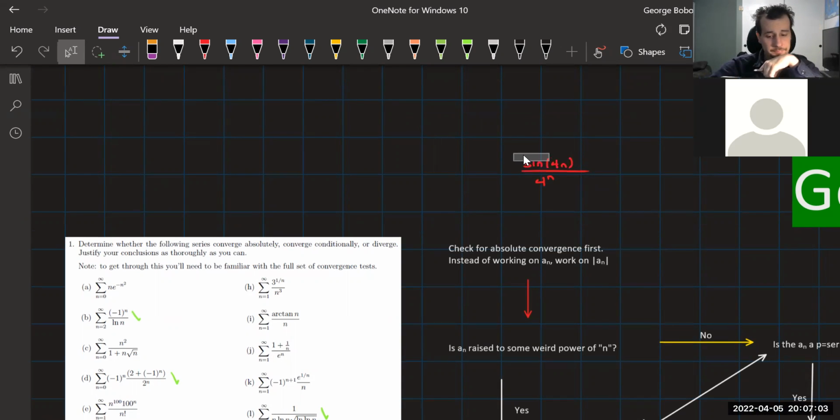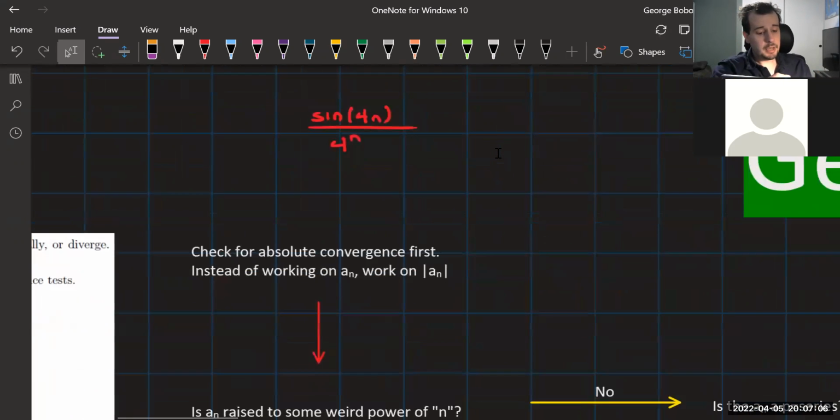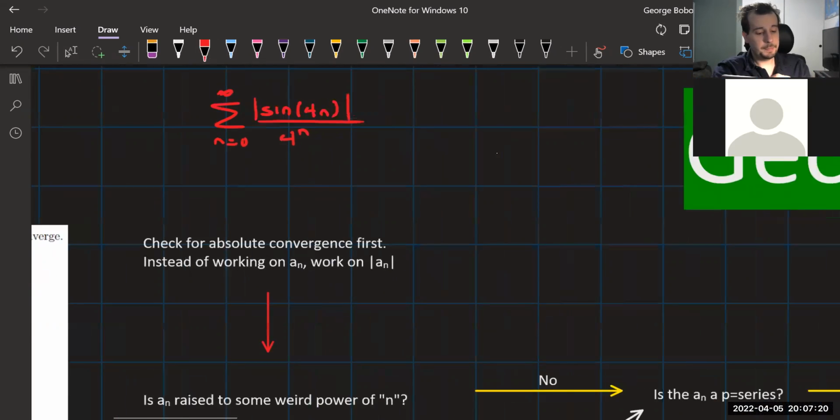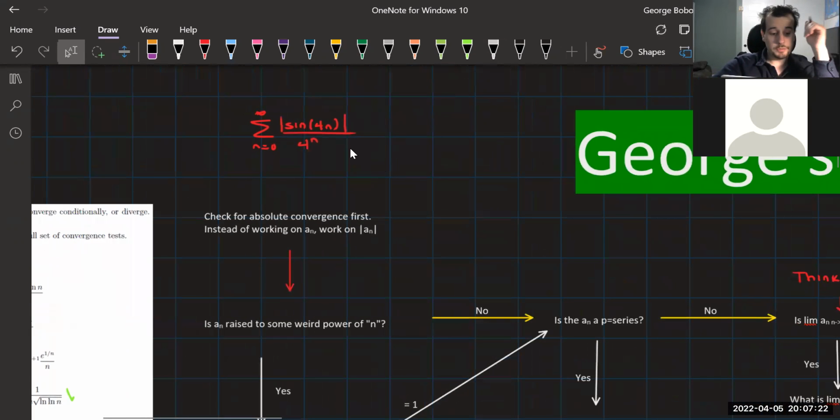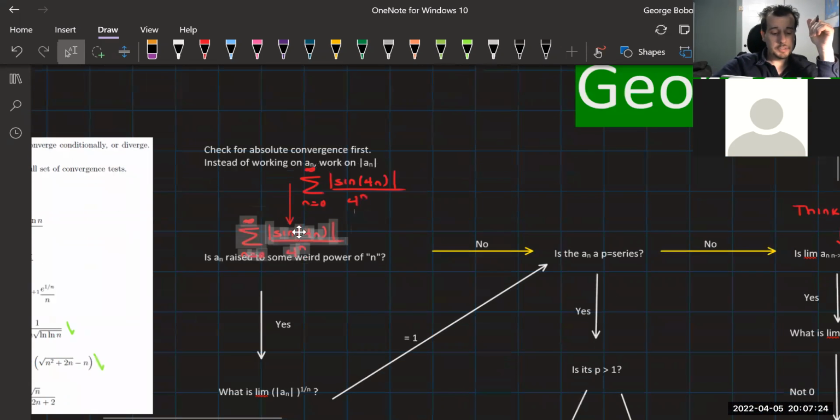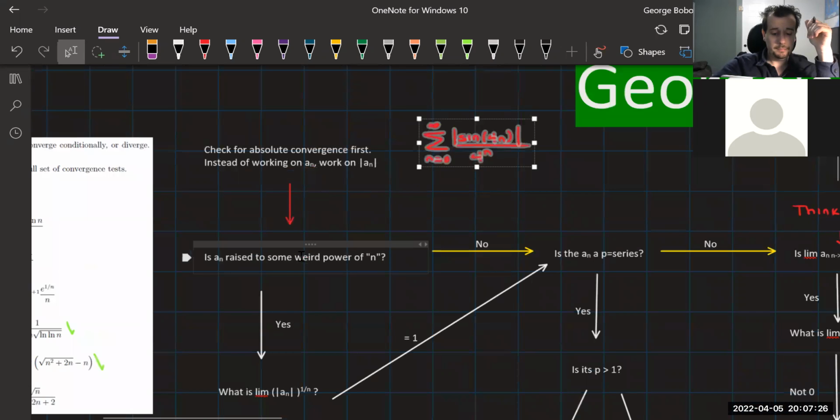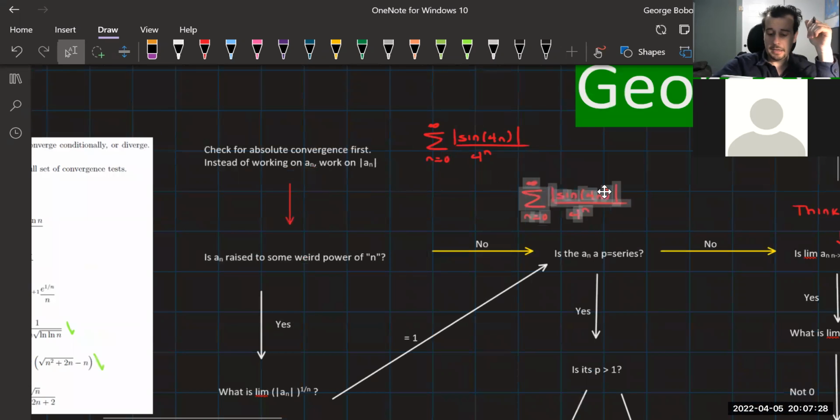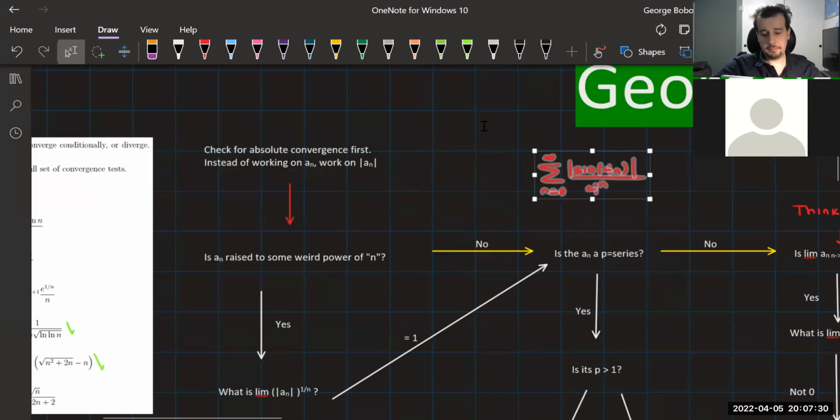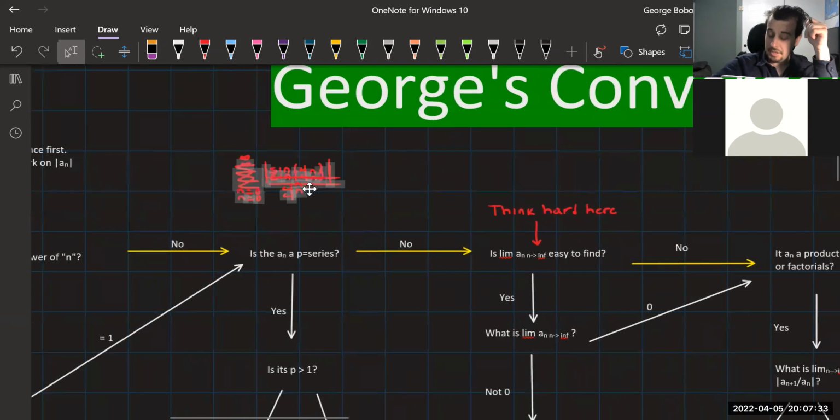No. So when you're checking absolute convergence, you need to keep the bars on the sign this time around, okay? You need to keep them there. So again, if we're checking absolute convergence of this, let's answer the questions. Is it raised to some weird power of n? No. Is it a p-series? Yes. Is it?